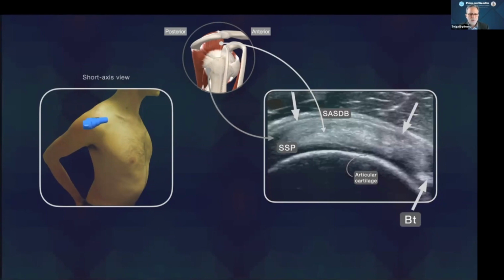When you turn your transducer, you can see the short axis view of the supraspinatus tendon, and you can see the subacromial subdeltoid bursa as well. The bicipital tendon is on the right side of the sonogram. And this is a perfect shape of the cartilage. You can perform your procedure in plane approach.